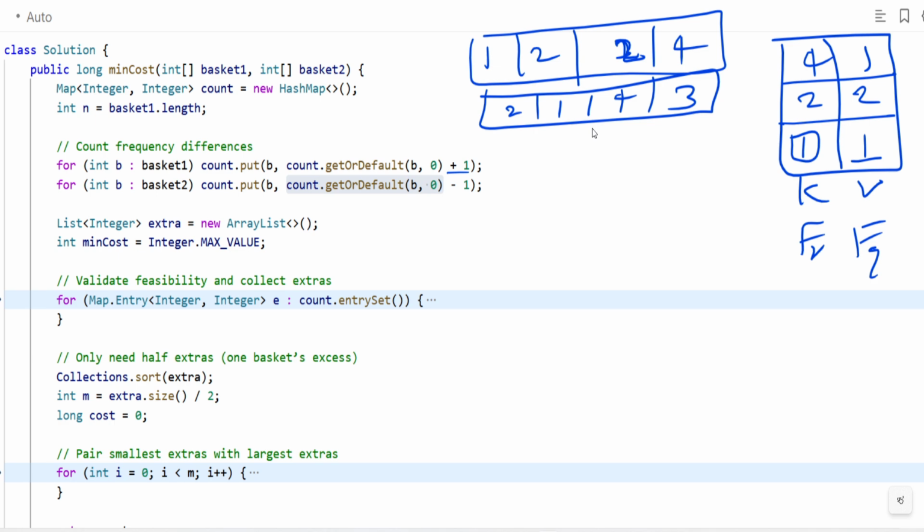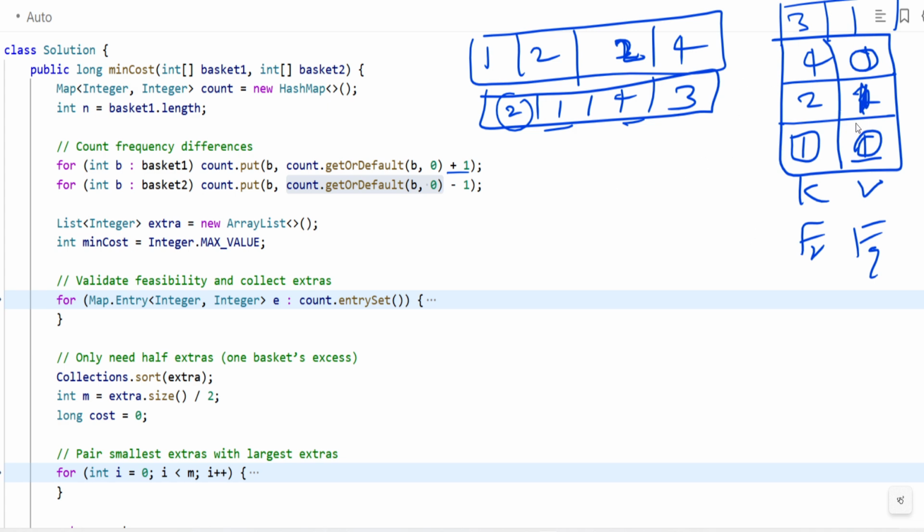Okay, very first we'll go with 2. 2 is coming, we have to take the minus, so we'll do the minus, and it will become 1. We have 1, make it minus, it becomes 0. 4, make it minus, 0. What is coming extra? 3, add it here, 1 count. I hope you understand, right?